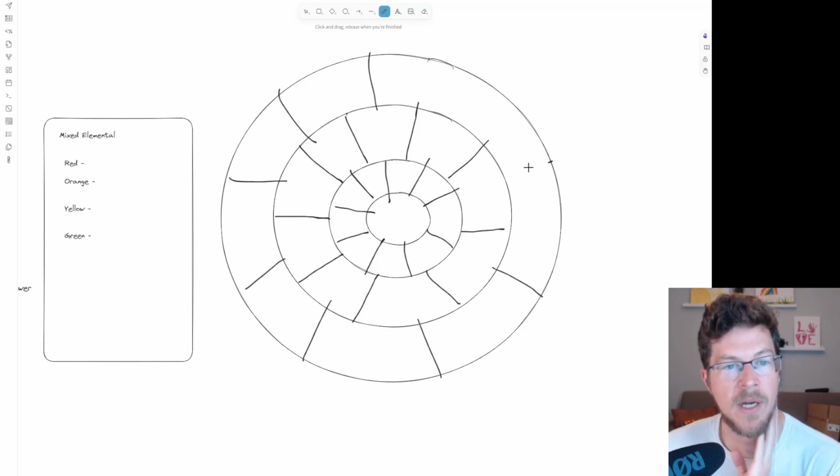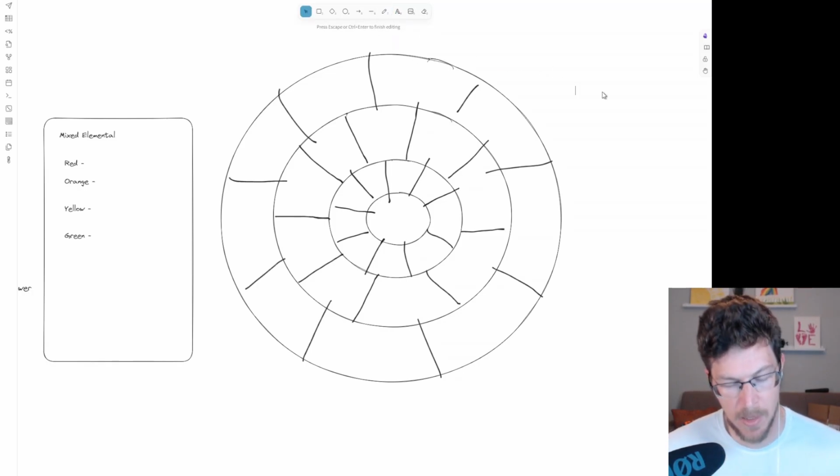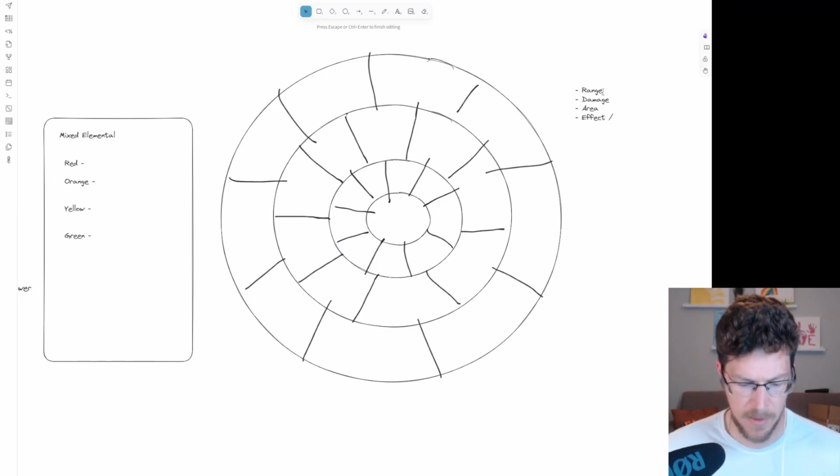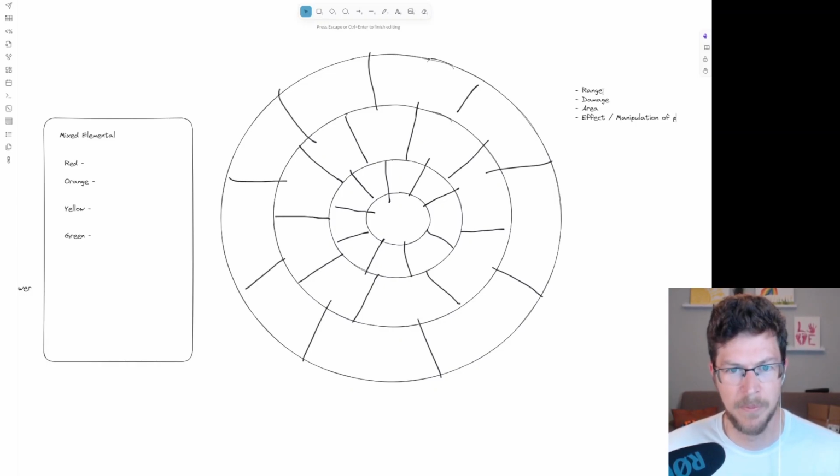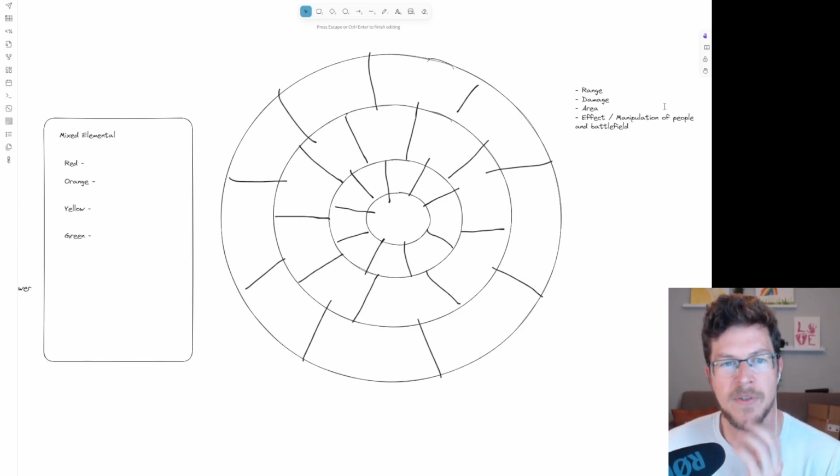And my thoughts would be that these colors that exist here are going to have to do with the card, that being on different colors gives you access to the different types of manipulations of spells, meaning the range, the damage, the area, the effect, right? Meaning like what it does, like manipulation of people and battlefield, right? So these different things are manipulated by the different colors, and it might be that out here you're only really affecting one of these.